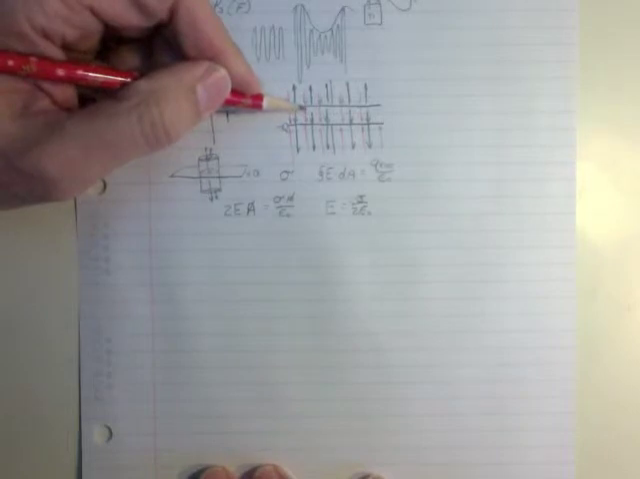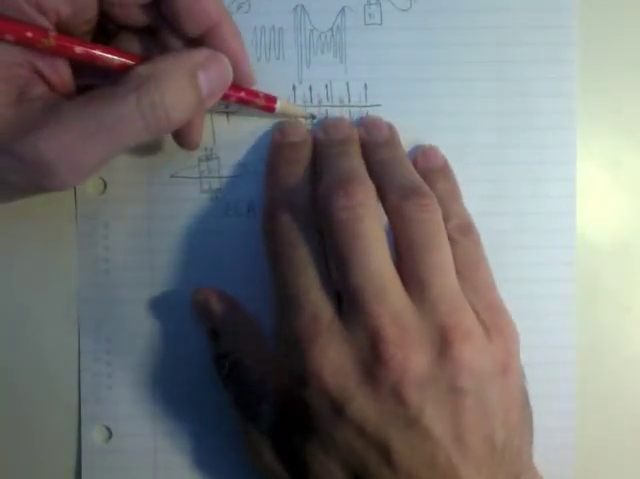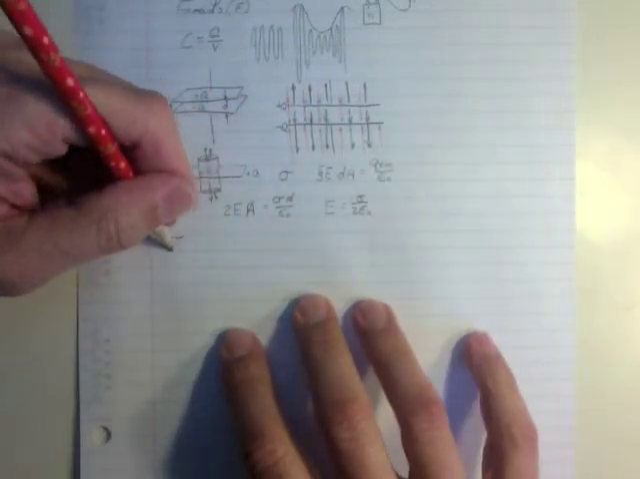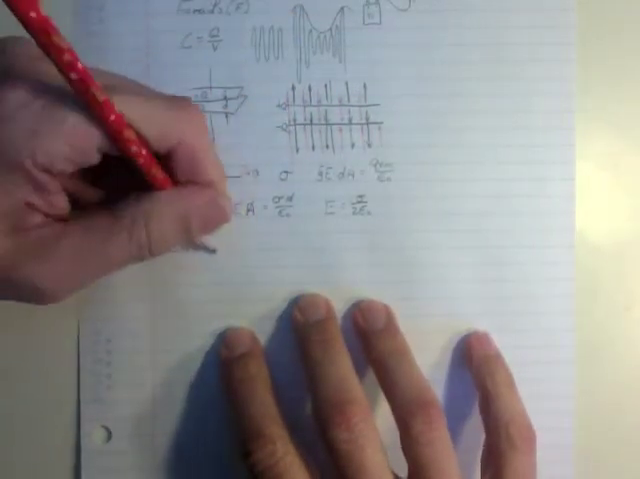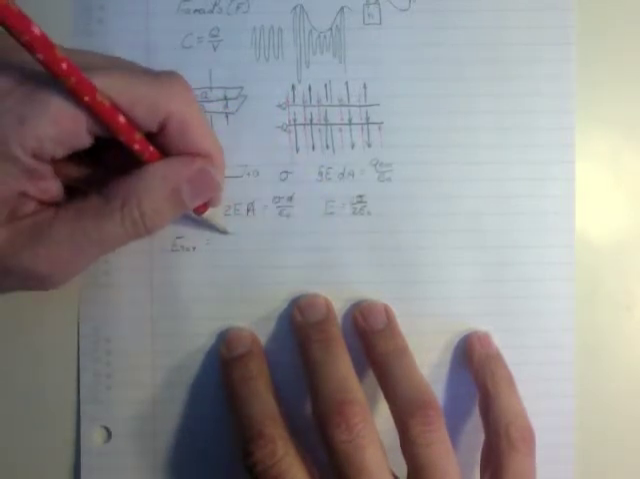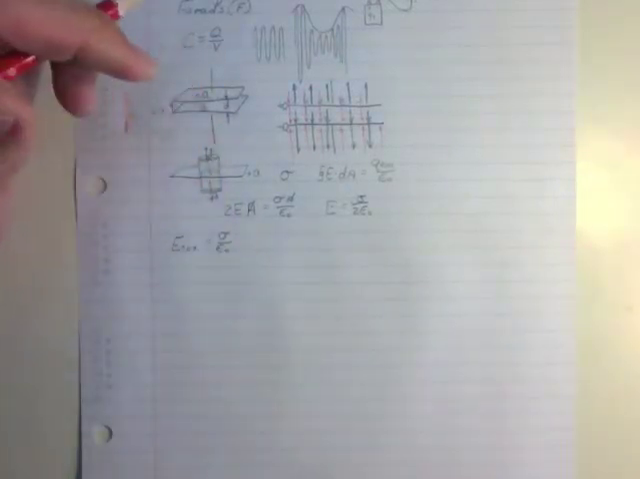But I mentioned that if we just look at a positive charge, we have that E field, and then we add the negative charge, we double that. So the E total for a capacitor is going to equal 2 times that, which just ends up being sigma over epsilon 0.